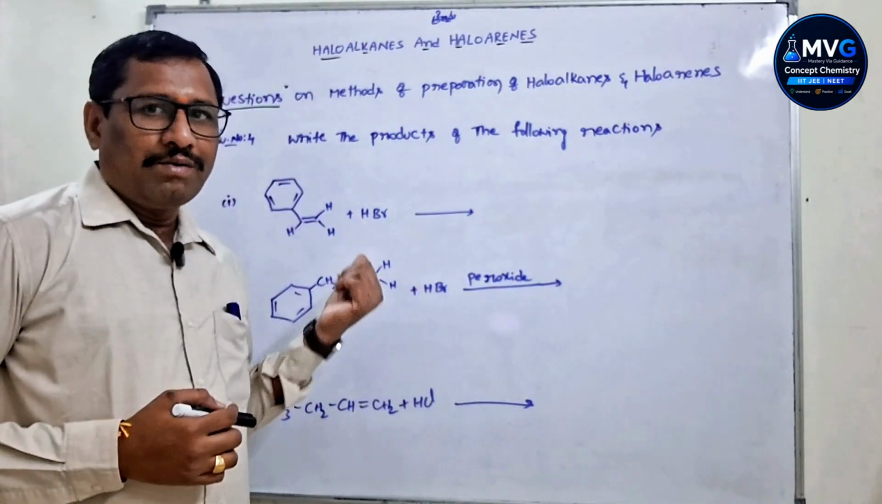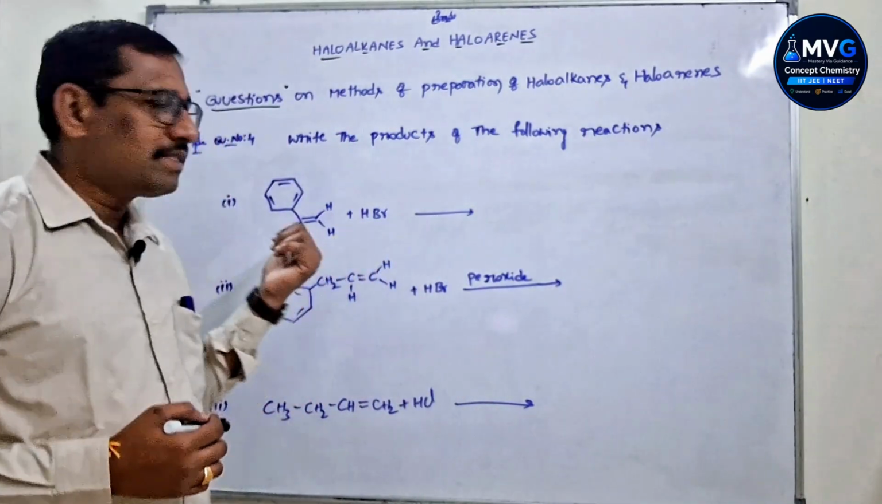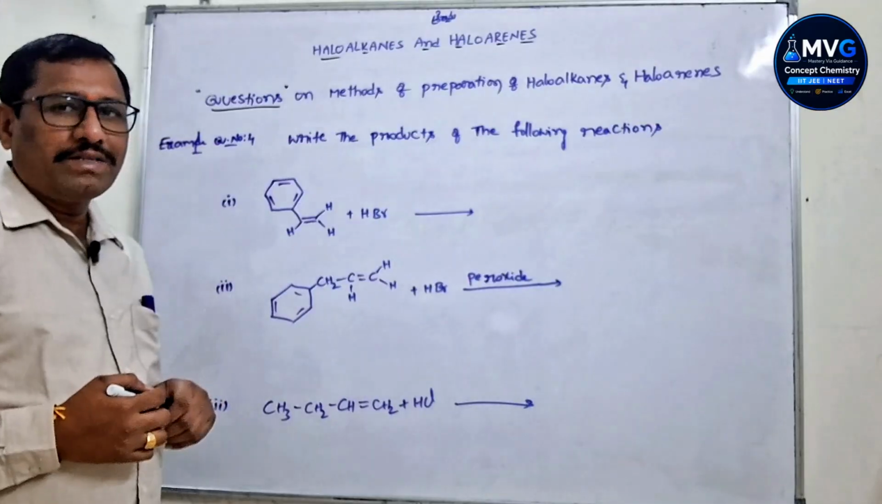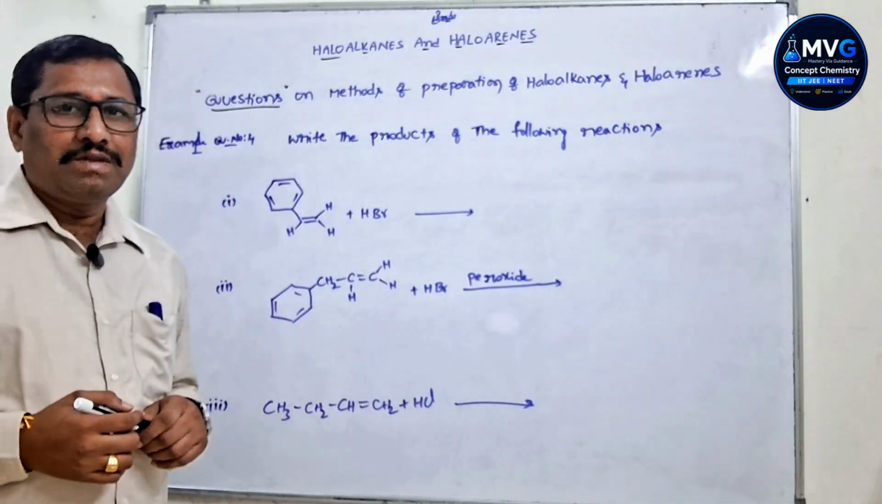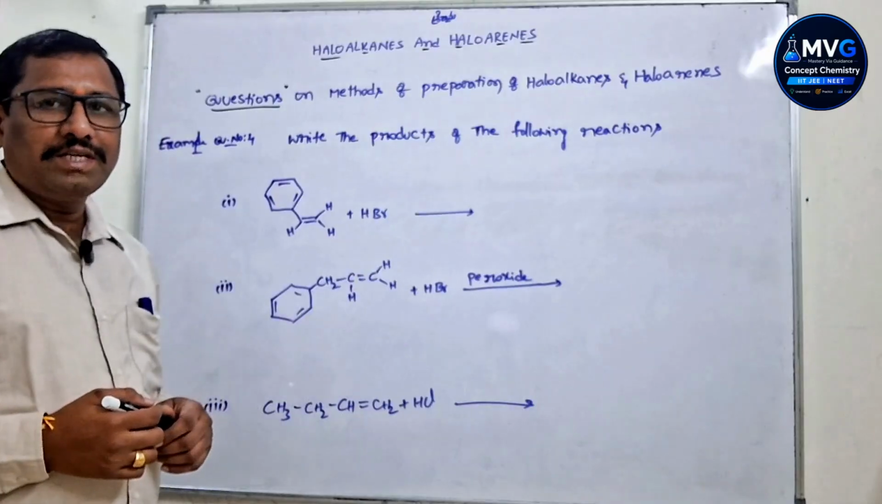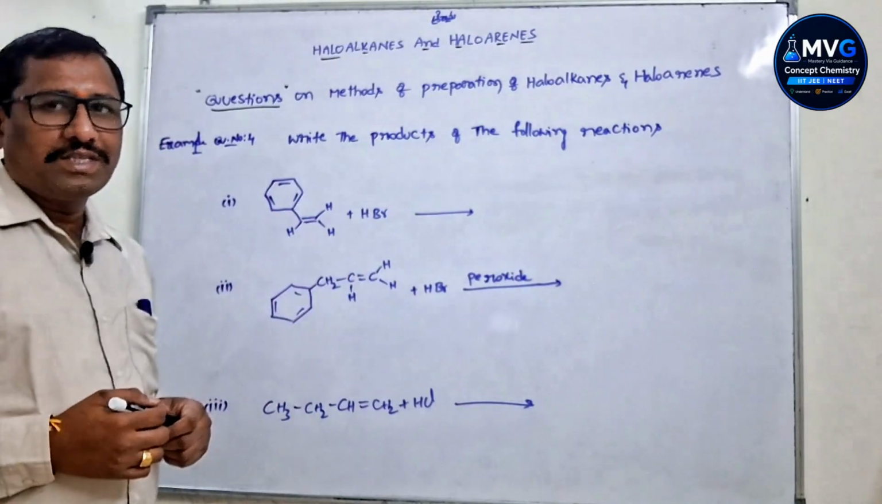Students, now this question from NCERT example question number 4, they have given like this: write the products of the following reactions. Means they have given 3 equations, we should write the products for these equations.